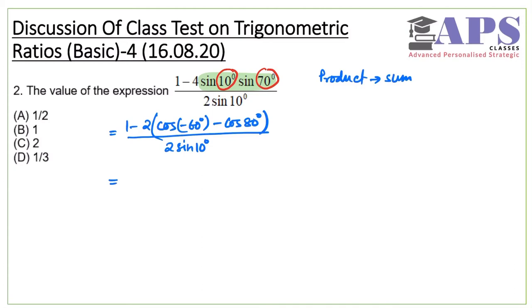Now it is 1 minus 2 into cos minus 60, which is half, and then plus 2 into cos 80, divided by 2 sine 10. This is a simplification, and we can see that 1 and 2 into half are getting cancelled, and we know that cos 80 and sine 10 are equal, so these two are also getting cancelled, and our answer is 1. Therefore the correct option is B.